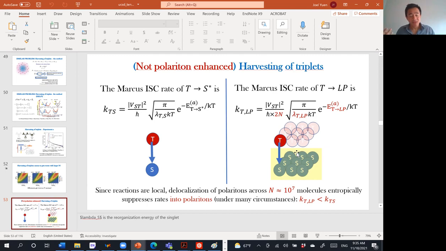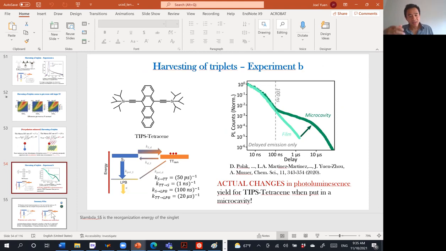So another way to say this is that because reactions are local and polaritons are delocalized, transferring into a polariton state is normally a very slow process and it shouldn't be happening. Okay. Now, a colleague of mine at Cornell University, Andrew Moser, did a similar experiment, but with a different dye, with a different type of photophysics. It turns out that in that case, they were doing triplet annihilation. In that case, they did see an enhanced photoluminescence at long times.